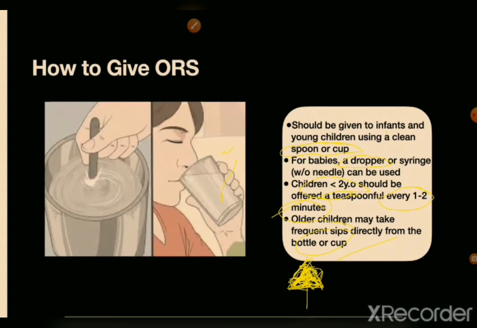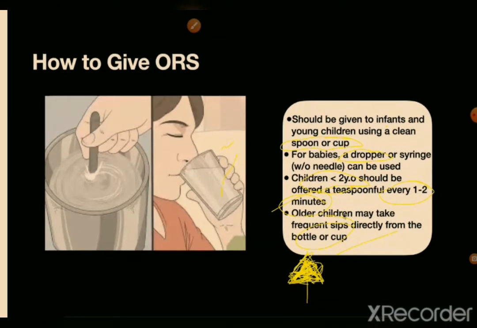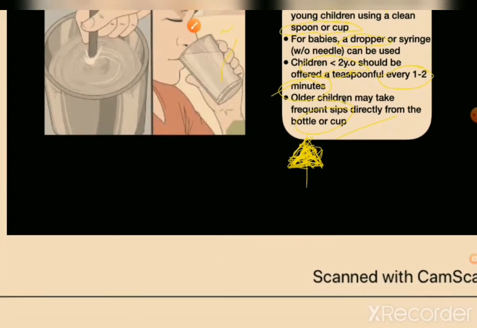So how to give it: for infants and young children, use a clean spoon or a cup. Then for babies, a dropper or a syringe without needle can be used. Then for children less than 2 years old, it should be offered a teaspoonful every 1 to 2 minutes. Then for older children, it may be taken with frequent sips directly from a bottle or a cup.